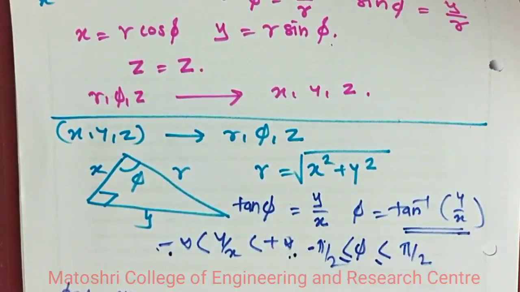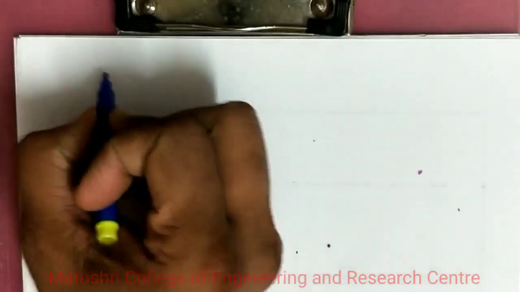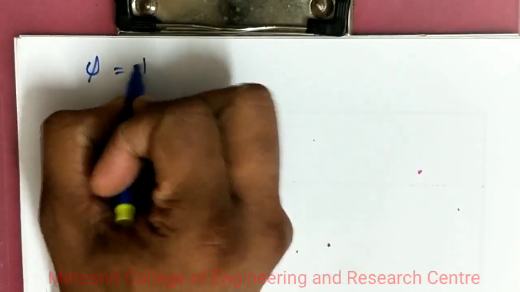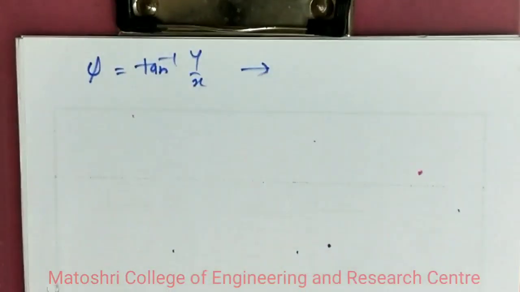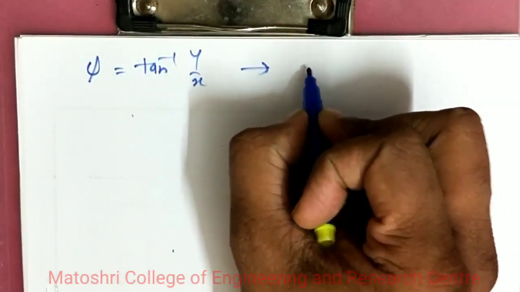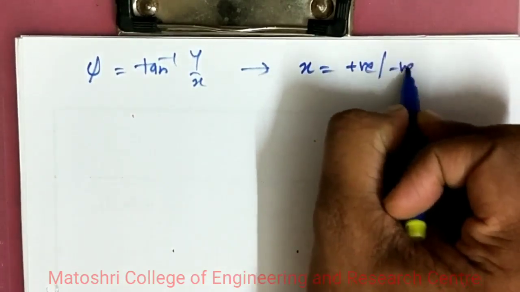But what is the actual variation of the angle phi? Practically it is found that angle phi varies from 0 to 2 pi. That's why one correction is needed here. When you say phi is tan inverse of y by x, it is to be utilized only when x is positive or negative.